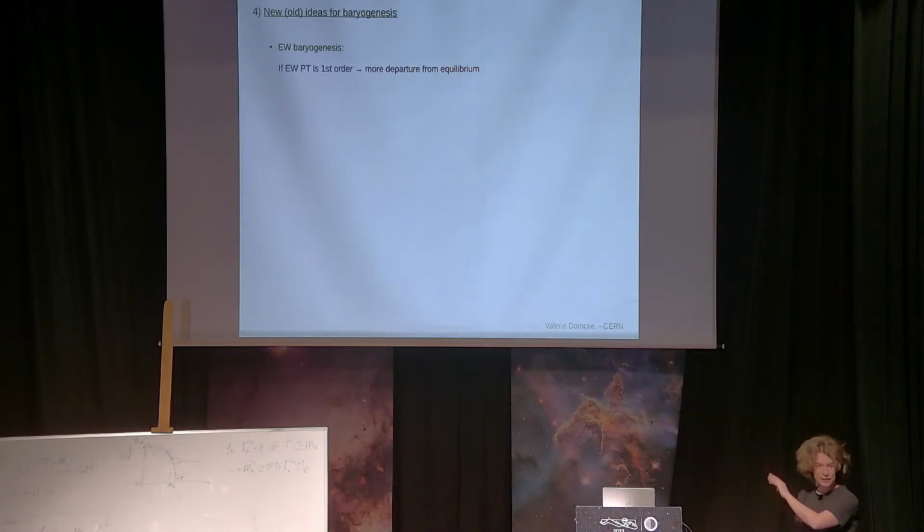So the details are complicated, right? You need to think about how the electroweak phase transition happens, how these bubbles form, what happens at the bubble wall, what happens with the sphalerons, right? The details are complicated, but the key idea is that.